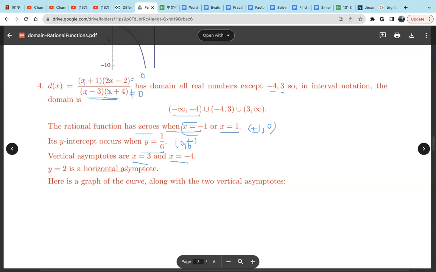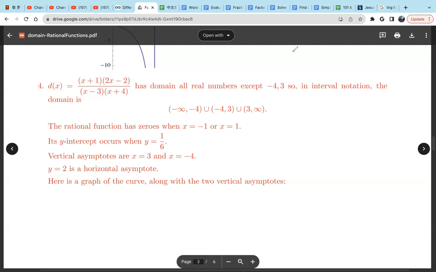Well, horizontal asymptotes come from the leading term of the numerator divided by the leading term of the denominator. The leading term in the numerator is x times 2x, which is 2x squared. The leading term in the denominator is x times x, which is x squared. 2x squared divided by x squared is 2. So y equals 2 is a horizontal asymptote.